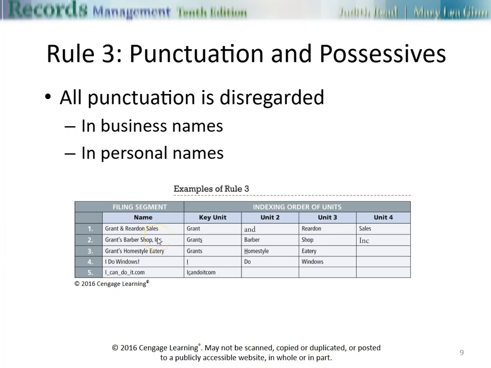When we code this and separate them into units, again, we do not include any of those punctuation marks. So Grants is simply Grants. We have Barbara, barber. There's no comma after shop, and then no period after ink. Okay, and as you read through the e-text, again, it mentions that these are underlined just so that you can see the differences. So grants would be filed under grant. icandoit.com would be filed after I, okay, and so forth.